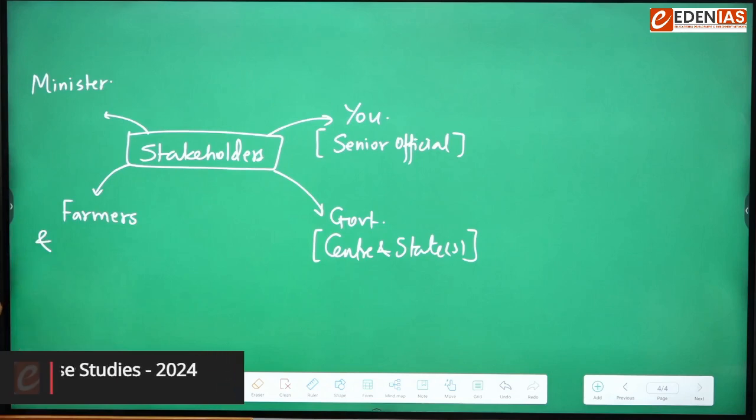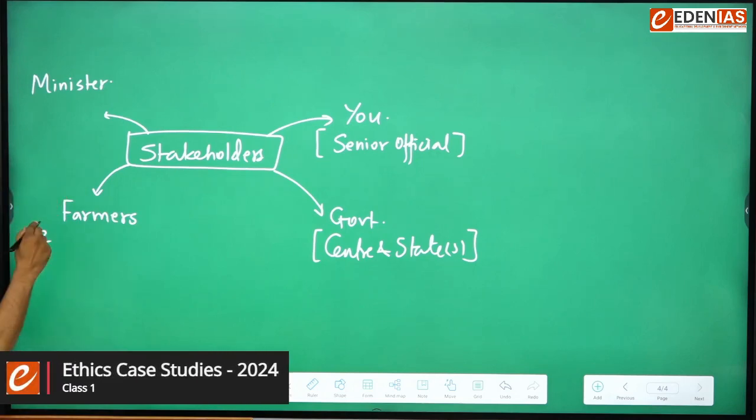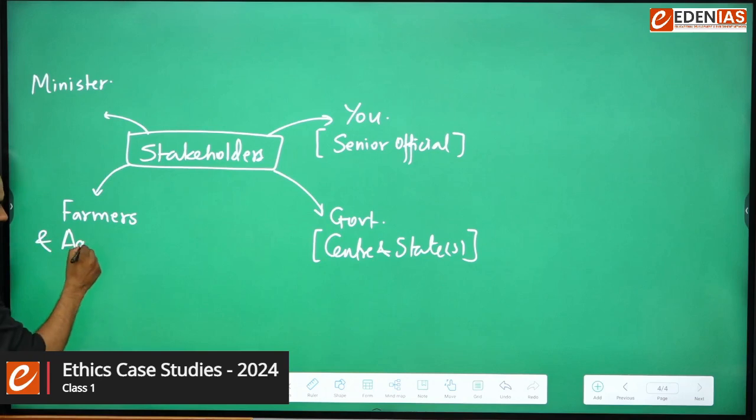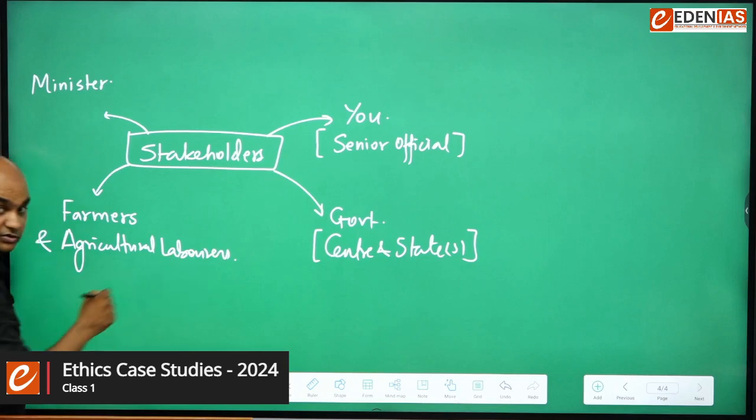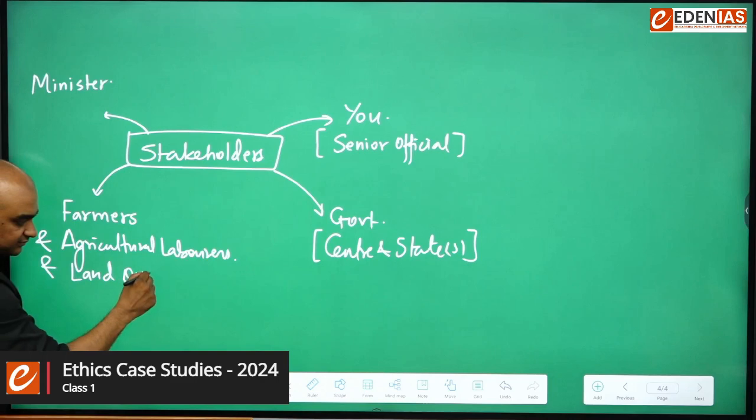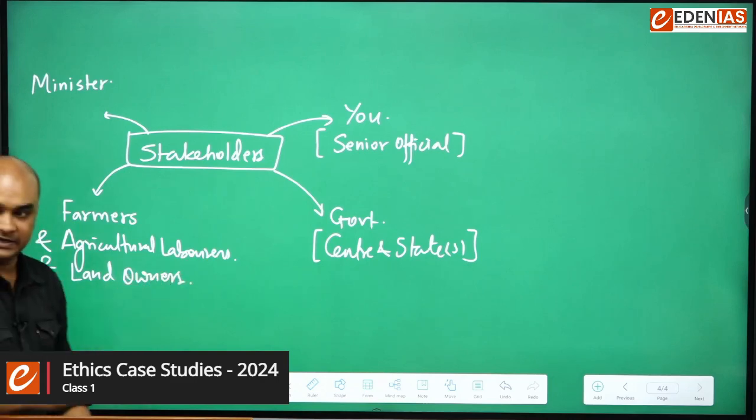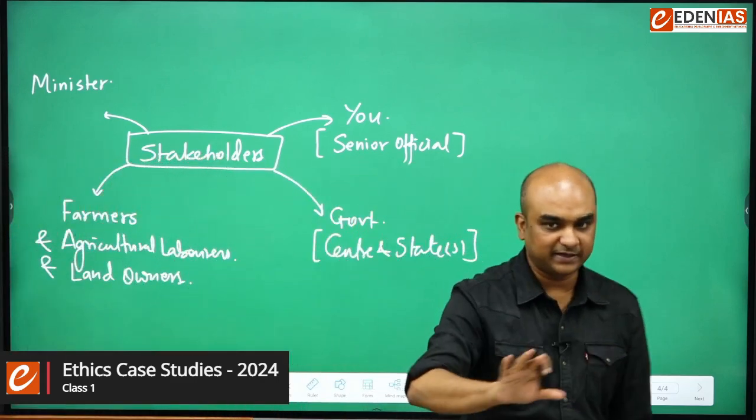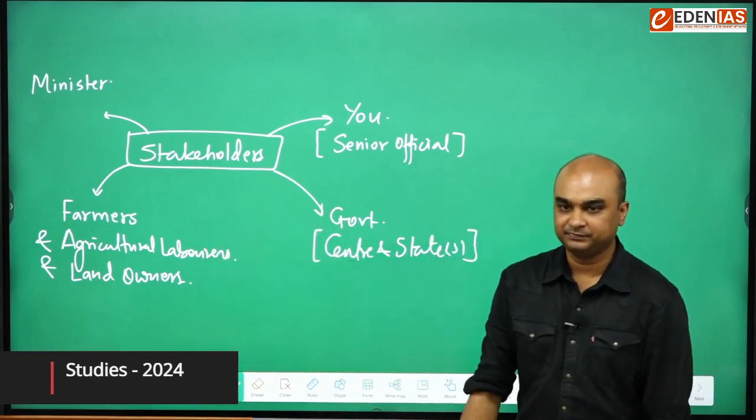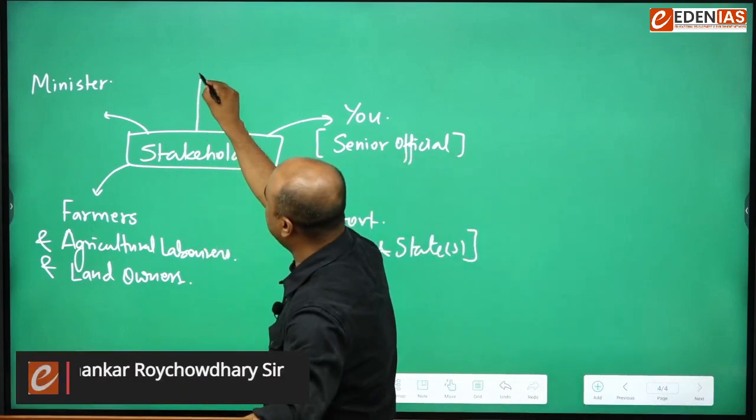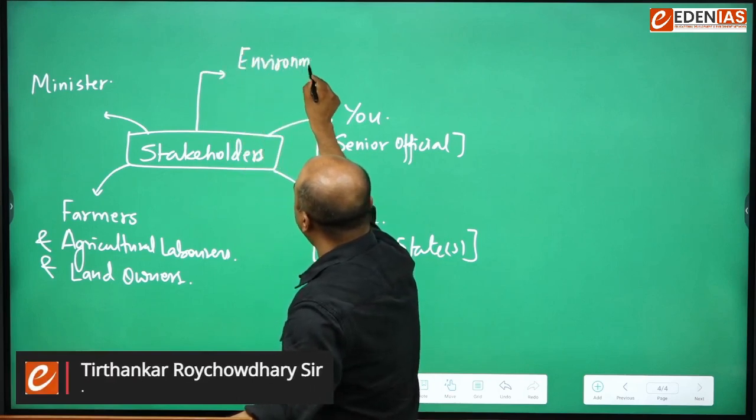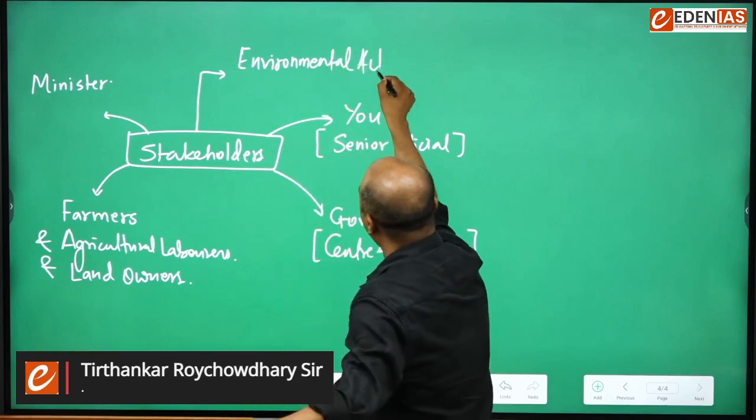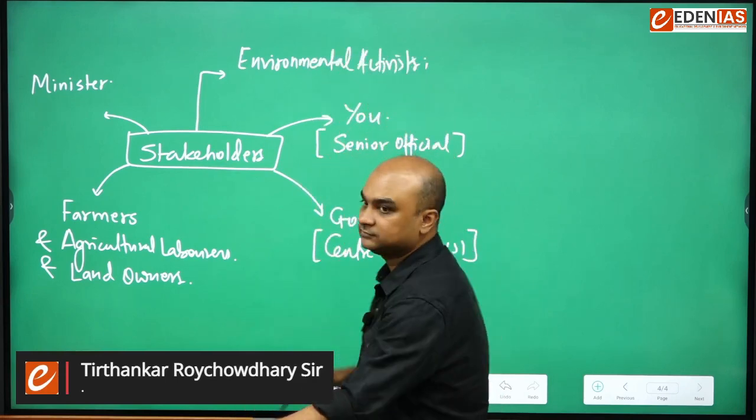Can I also say along with farmers, though it is not mentioned in the case, agricultural laborers? Will they also get affected? Yes. And can I also say landowners? Not necessary that those who are owning the land are also cultivating it. So I'm making it more clear. They also become stakeholders. Then can I say environmental activists? Yes or no?